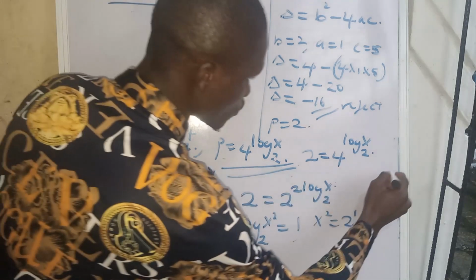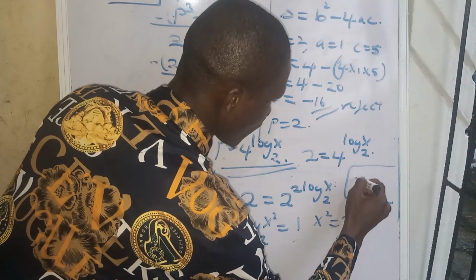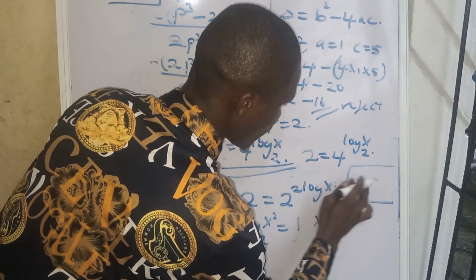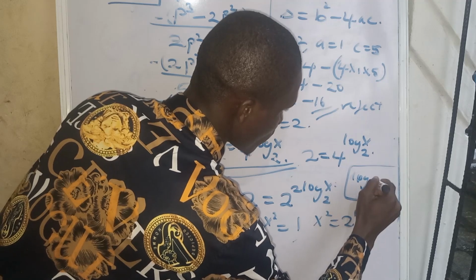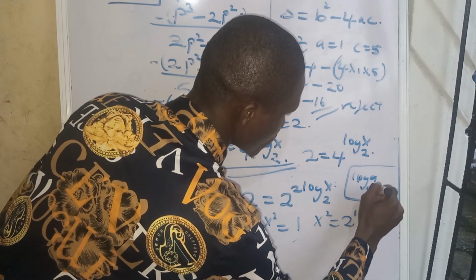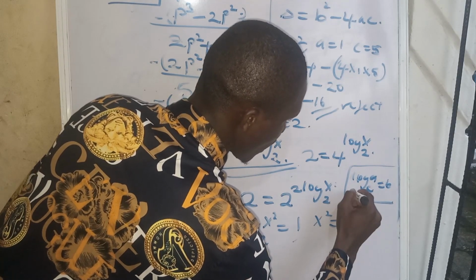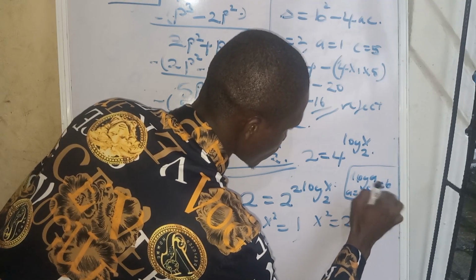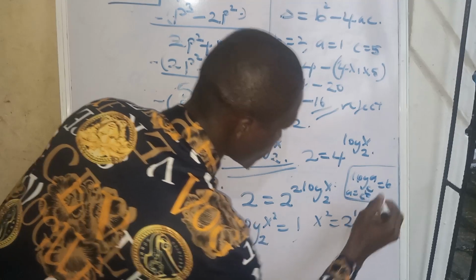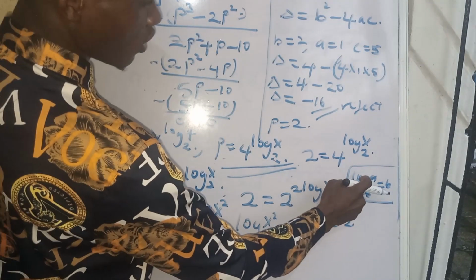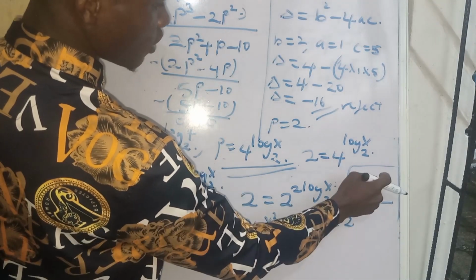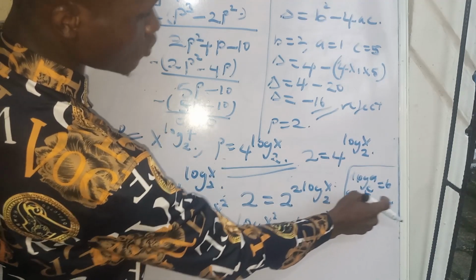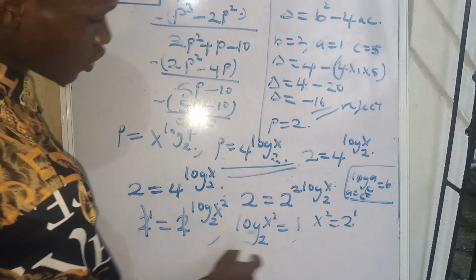This one is from a basic rule. If you have log of a to base c is equal to b, then a is also equal to c to the power of b. So if we want to look for a, a is equal to c to the power of b. That is what we applied here.